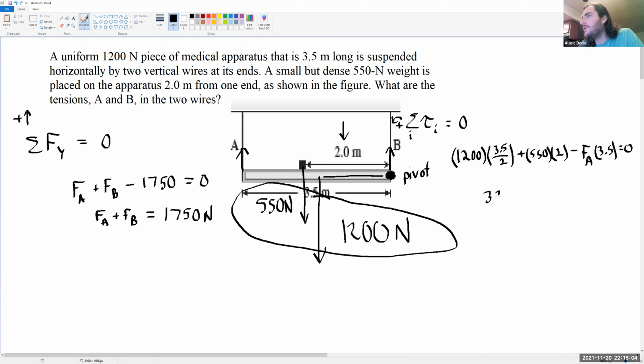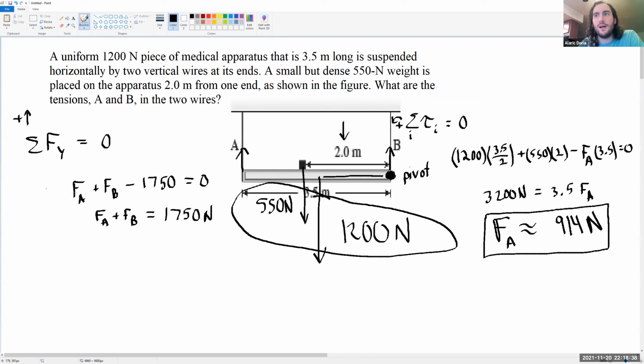So 3200 newtons is equal to 3.5 times FA. So we can now divide the 3200 by 3.5. And we end up with 914 newtons. So FA is approximately 914 newtons. I'm just rounding that off there.